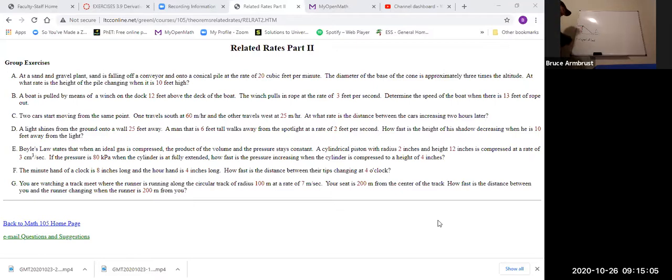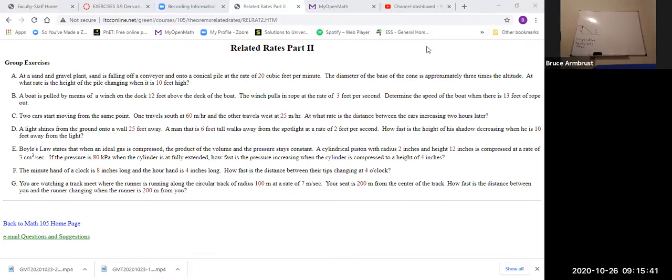So I'm going to write that down here as well. So the rope changes length at 3 feet per second. All right, so this is going to be really important in a related rates question. These two things. One, figure out what rate of change we're looking for. And two, what rates of change are we given?